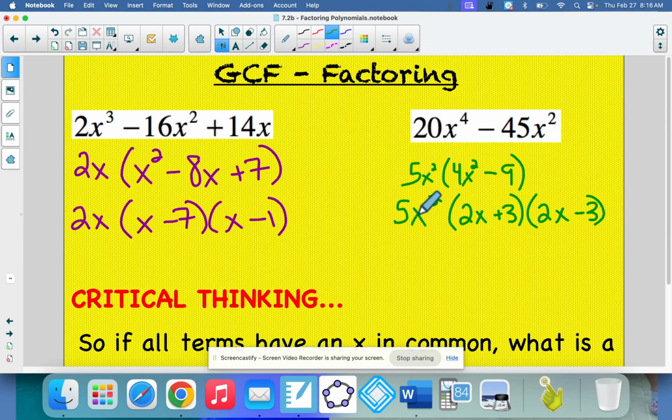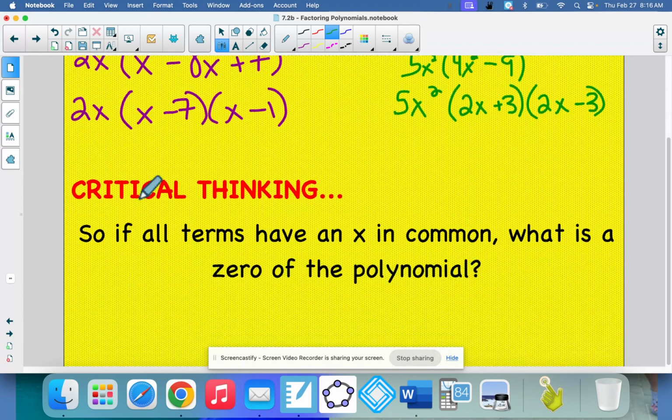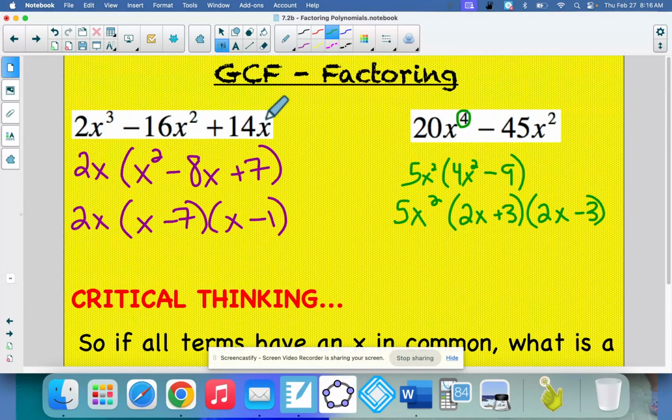So the number 0 would be a double root because it's x squared. Because if it's a degree of 4, you need 4 zeros from it. So 1, 2, and then 3, 4. And that's it. 3 unique numbers, 4 zeros in total. So your critical thinking: if all terms have an x in common, what's a 0? Well, the number 0 would be a 0. Every term has x in common, so you could factor out the x, which means if x is equal to 0, the whole thing is 0. Or if you plugged in 0 for x here, you'd get 0 as a result.